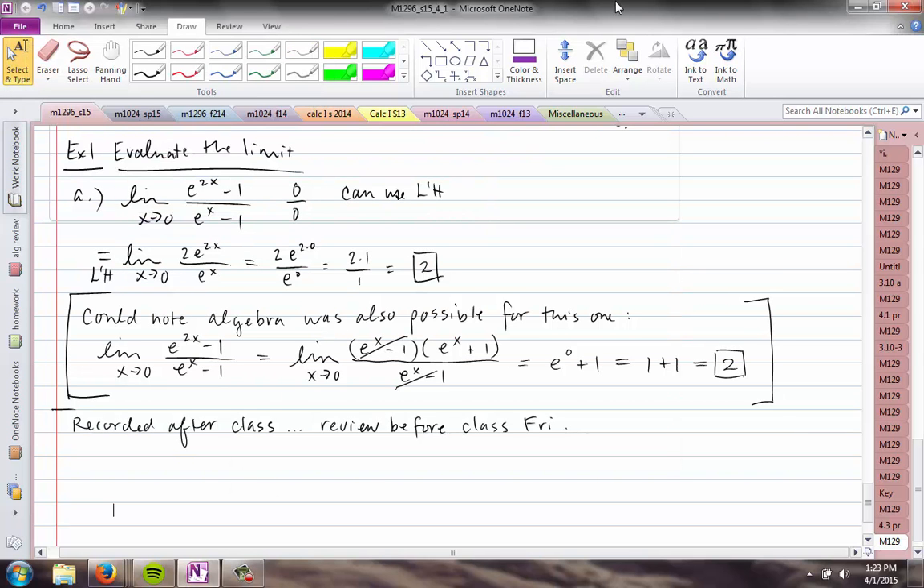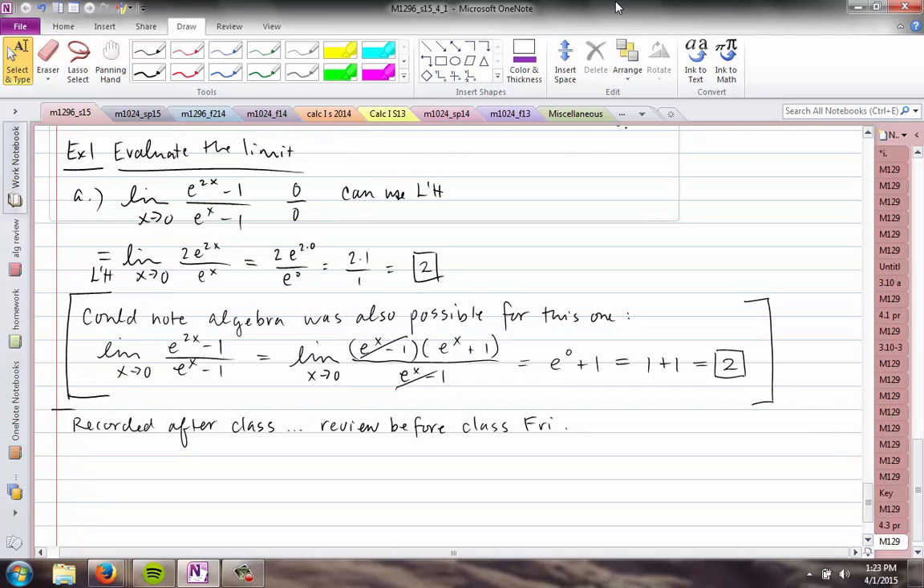This is section 4.4, L'Hopital's rule and indeterminate forms of a limit. So example 1a is something I want to review that I did in class. Evaluate the limit as x goes to 0 of e to the 2x minus 1 over e to the x minus 1. If we try to plug in x equals 0, we get 0 over 0, which we learned in chapter 2 is an indeterminate form.